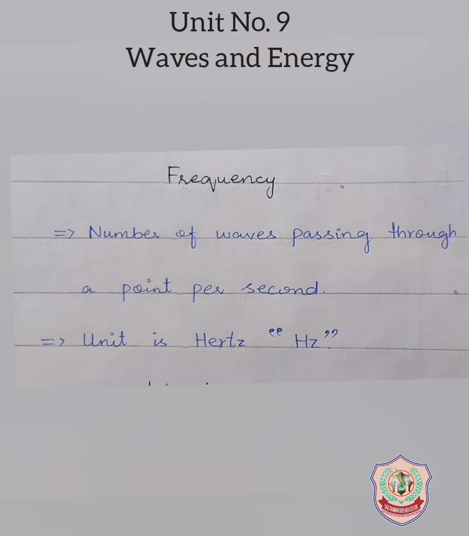What is frequency? Frequency means the number of waves passing through a point per second. Means how many waves are passing through any point per second. It can be 1 wave per second, 2 waves per second, and so on. The unit of frequency is Hertz, symbol Hz.